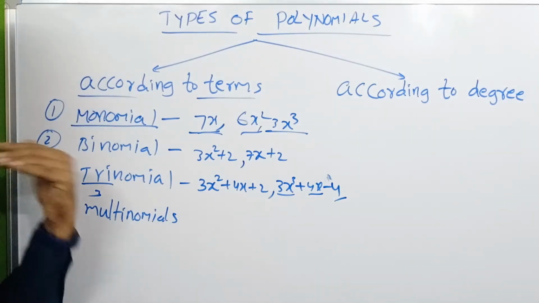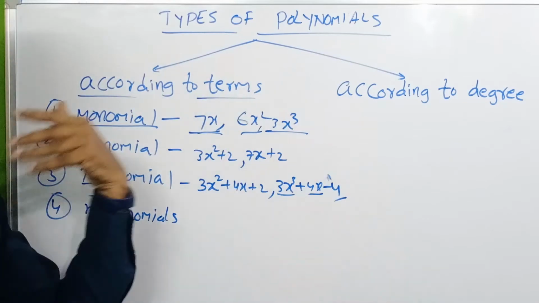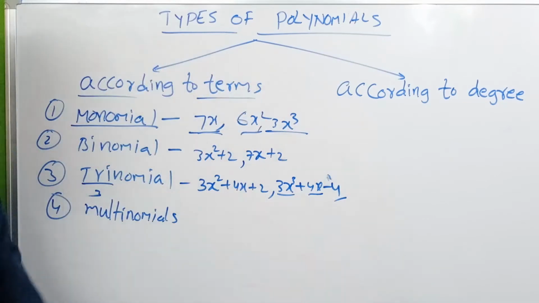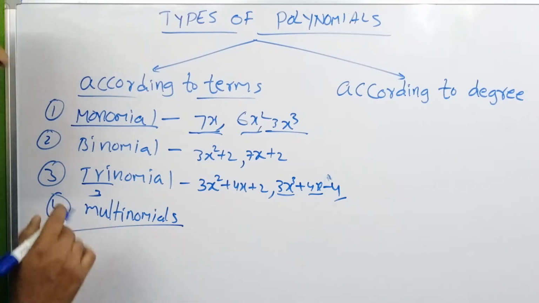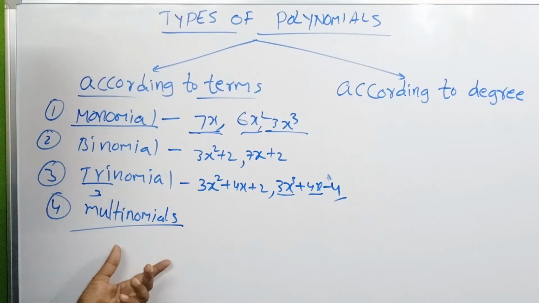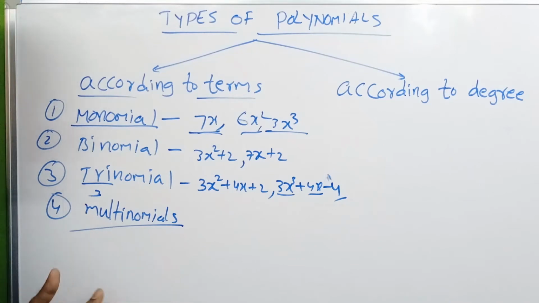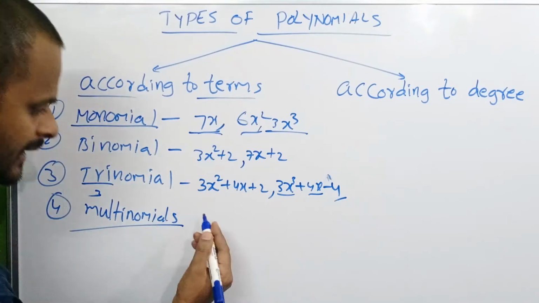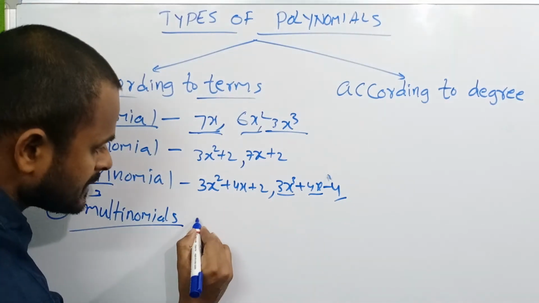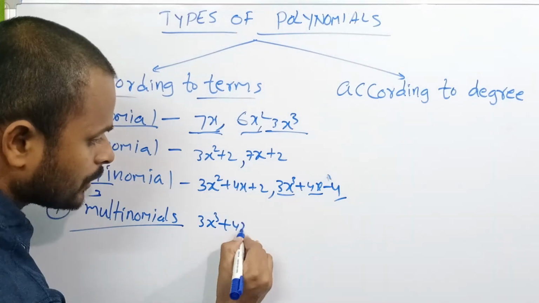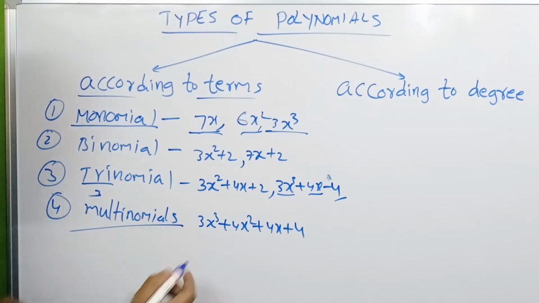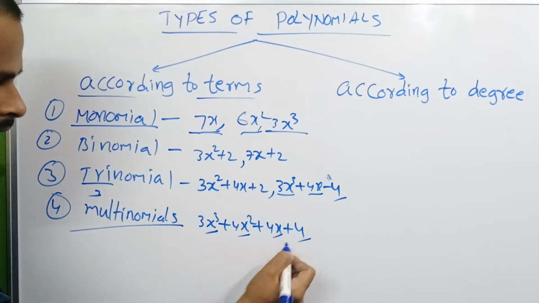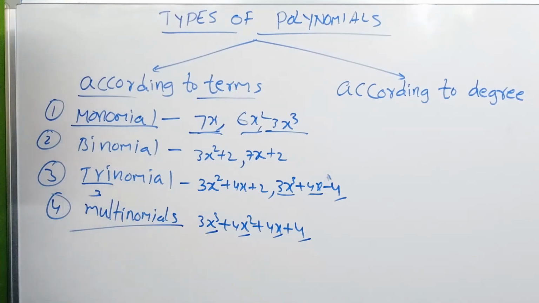Then a polynomial having more than 3 means 4 terms or 5 terms or 6 terms or any. So that kind of polynomials are called multinomials. So multinomial means a polynomial having more than 3 terms. For example, a polynomial having 4 terms, 3x cube plus 4x square plus 4x plus 4. How many terms here? 1, 2, 3, 4. So it is called quadrinomial, or more than 3, so it is called multinomial.